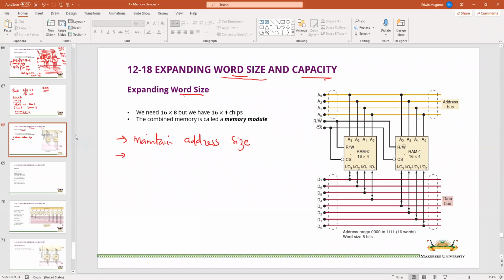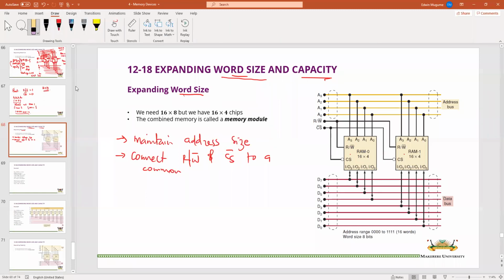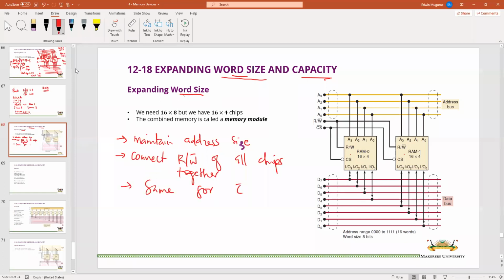Now, two, we connect read-write and chip select to a common line. Okay, that could confuse you. Connect read-write of all chips together. Okay, so same connection. Same for chip select. And obviously we now use a larger data bus.